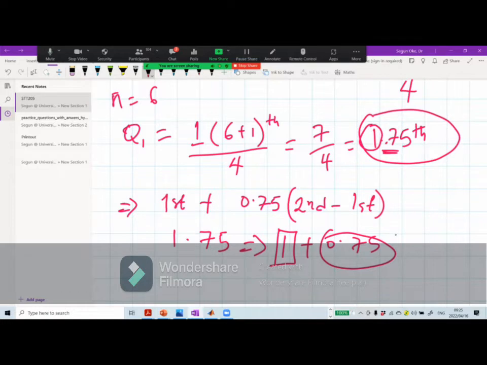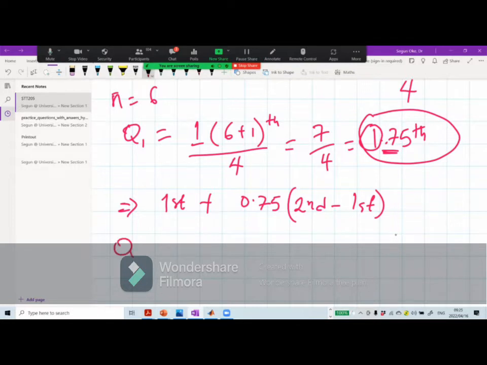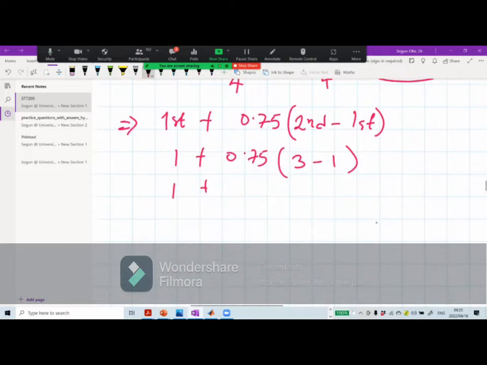So assuming you are asked to calculate, let's say, Q2 now. When we get to Q2, we will solve it. Don't worry. So what is the first data in this case? First data is 1. We are lucky, it is 1 plus 0.75. What is the second data? 3. So 3 minus 1. At the end of the day, I have 1 plus 0.75 times 2.